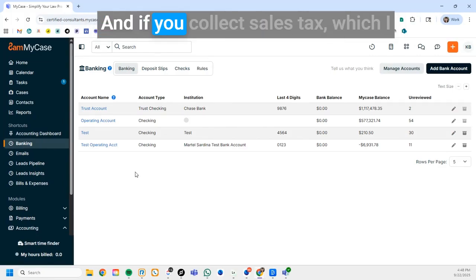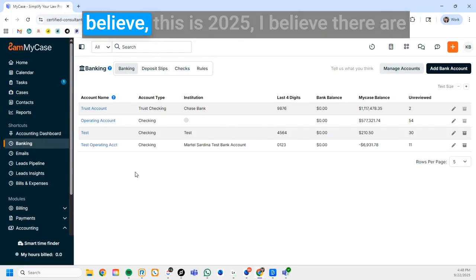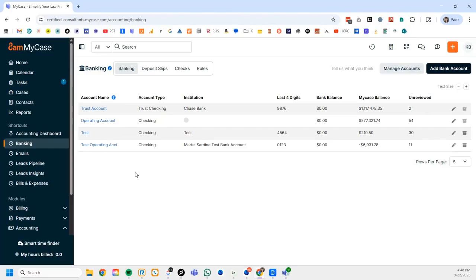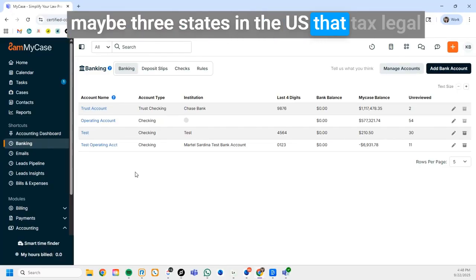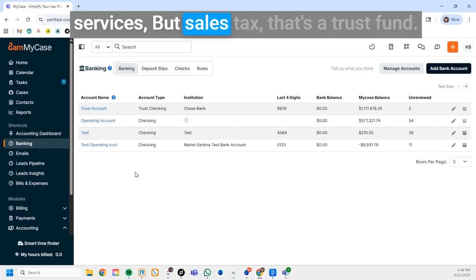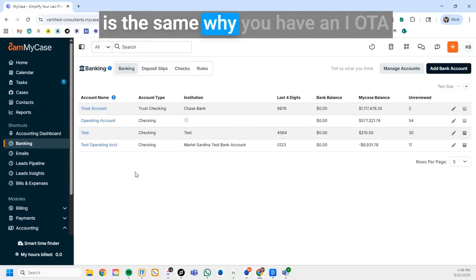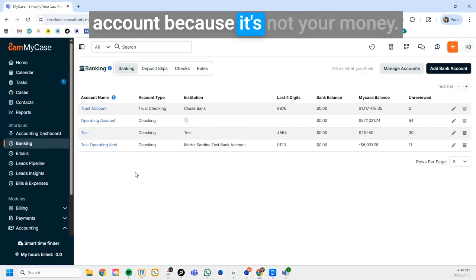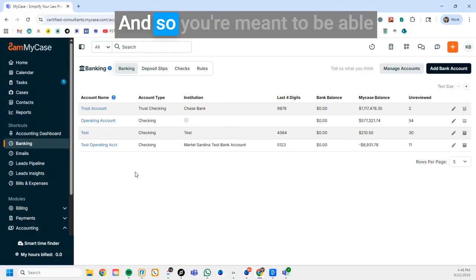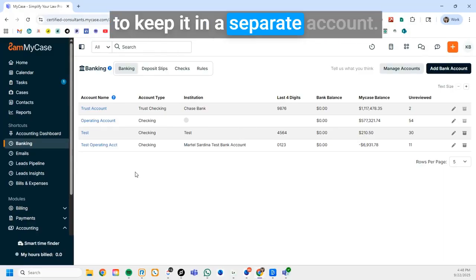And if you collect sales tax, which, I believe this is 2025, I believe there are maybe 3 states in the US that tax legal services, but sales tax, that's a trust fund. And the reason why it's trust fund is the same reason you have an IOLTA account, because it's not your money. And so you're meant to be able to keep it in a separate account.